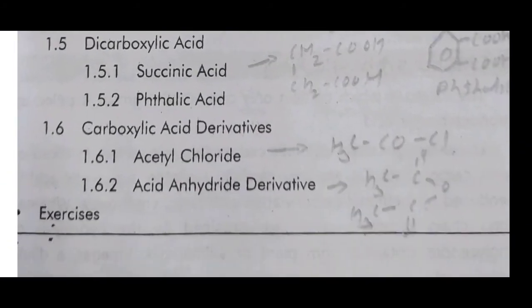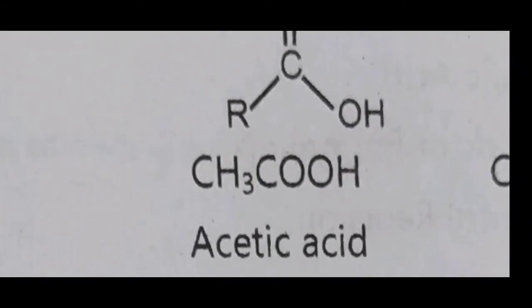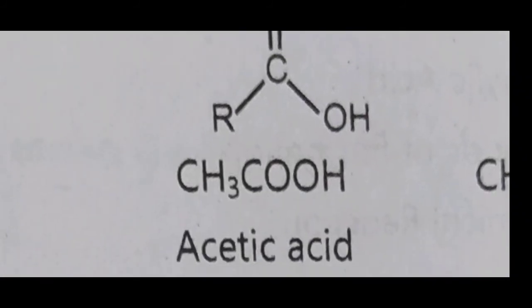So this topic contains halo acids, hydroxy acids, unsaturated acids, dicarboxylic acids, and the last point, carboxylic acid derivatives. When a COOH group is present in a compound, it forms a carboxylic acid. I am showing the structures. First, acetic acid, CH3COOH, or the general formula RCOOH. R may be any alkyl group: ethyl, methyl, propyl, butyl, etc. Therefore I am showing the example here: acetic acid, CH3COOH.